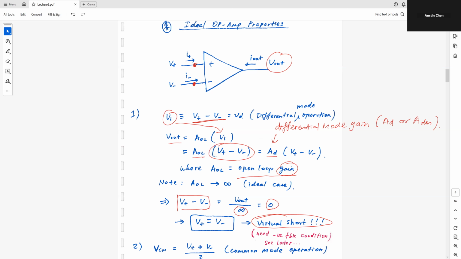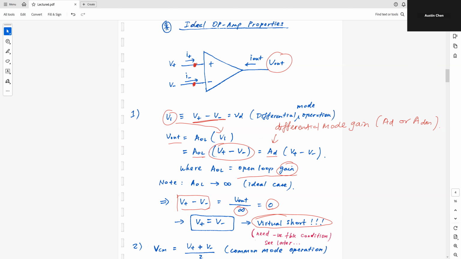So virtual short tells you that even though there is no physical wiring connecting these two nodes, virtually, fictitiously, V plus and V minus are sitting at the same voltage, the same potential. It seems that there is some kind of short. So there is a virtual wire connecting these two dots, forcing these two voltages to be the same. That's the reason why this is called a virtual short. It's not just a short, but a virtual short. It's a short virtually.